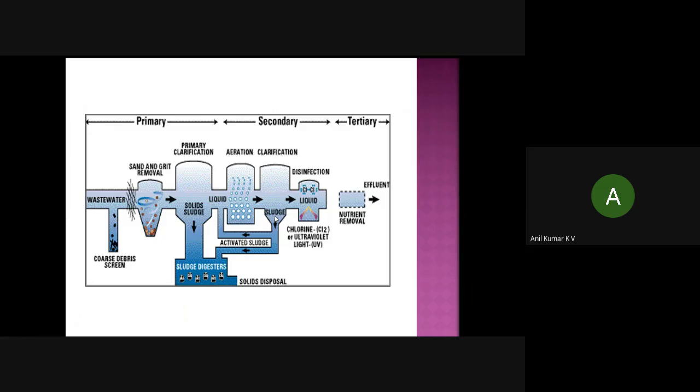This is about the whole treatment of sewage: primary, secondary and tertiary. Primary treatment is called the physical method. Secondary treatment is called the biological method. Tertiary treatment is called the chemical method. In this way, we can remove the impurities from sewage water. Thank you.